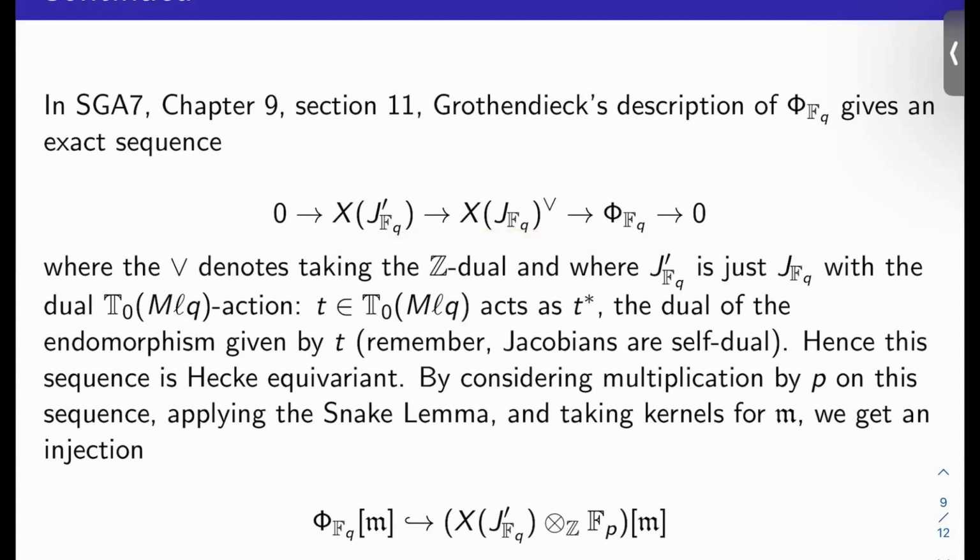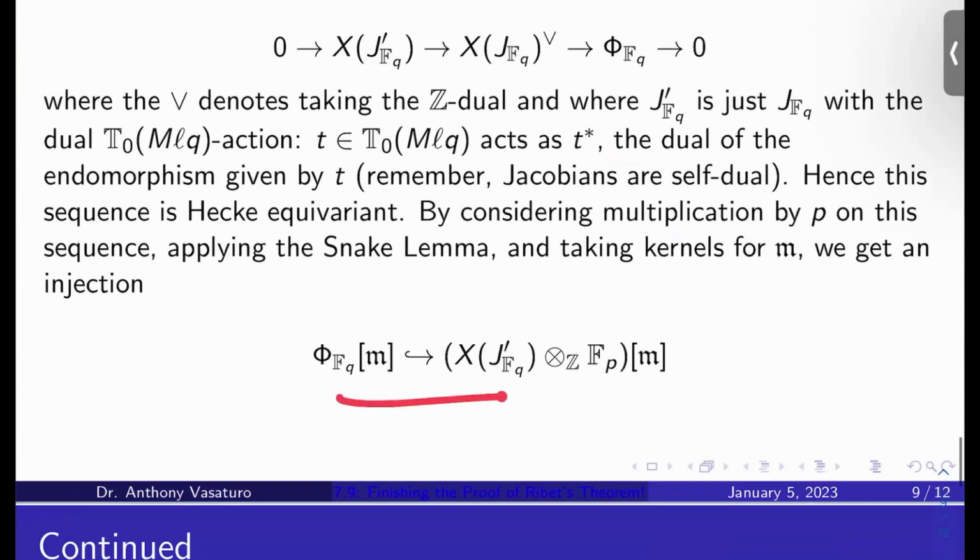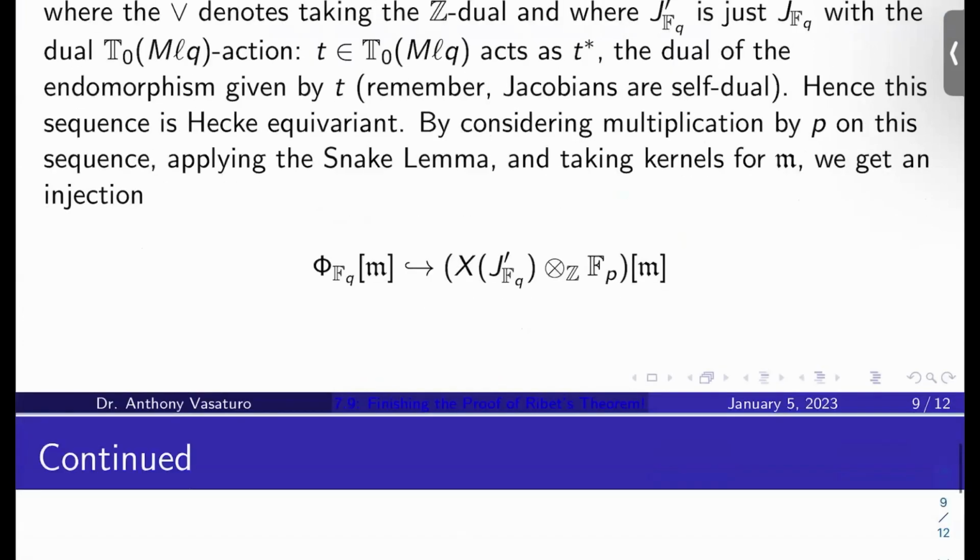Then you have some work to do, which we'll skip. If you consider multiplication by P on this sequence, apply the snake lemma, and you take kernels for M, so you take M torsion, you end up with an injection of the M torsion of this into the character group of this tensored over Z up to FP, and then take M torsion. So I wrote that here. Now pay attention to that. That's what's going to give us the result.